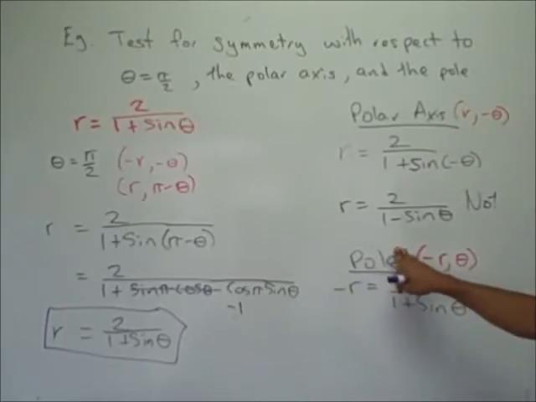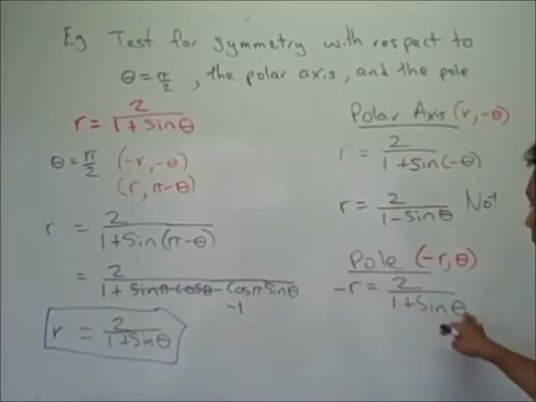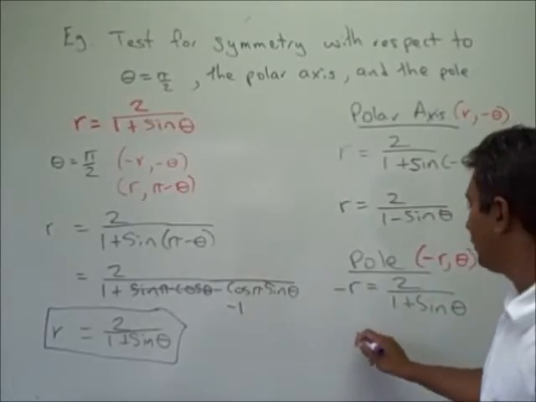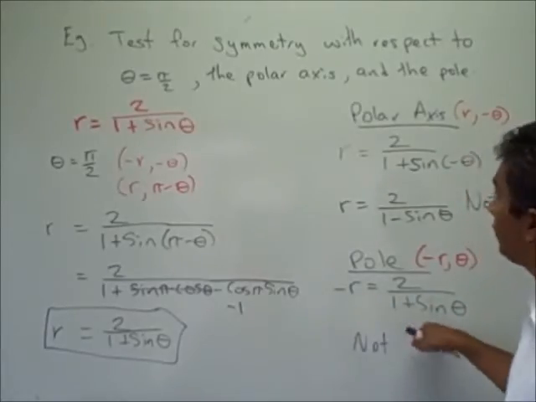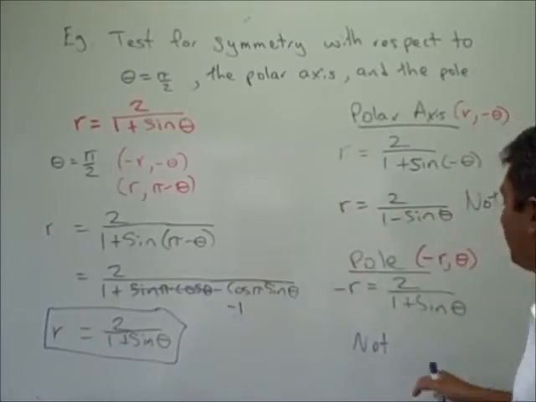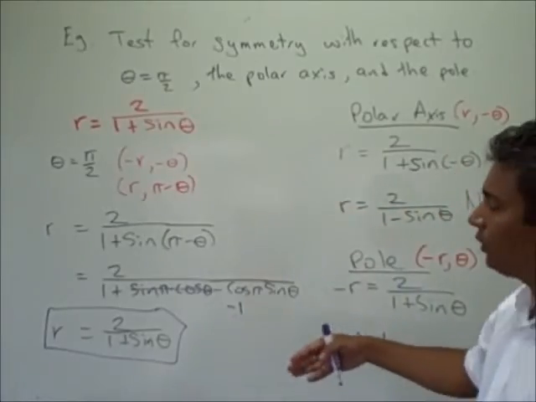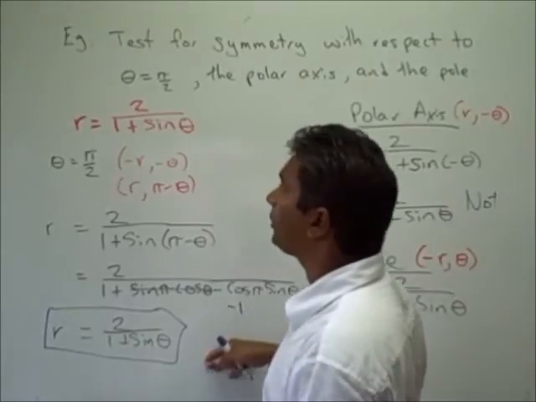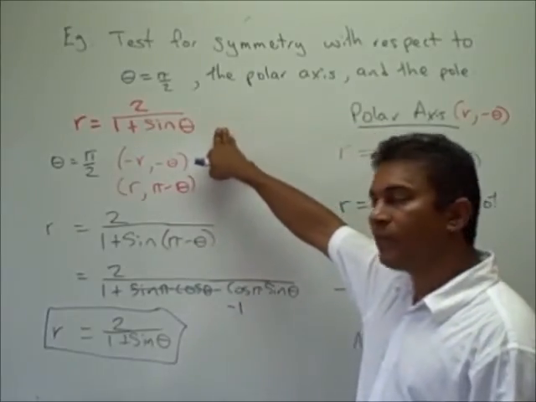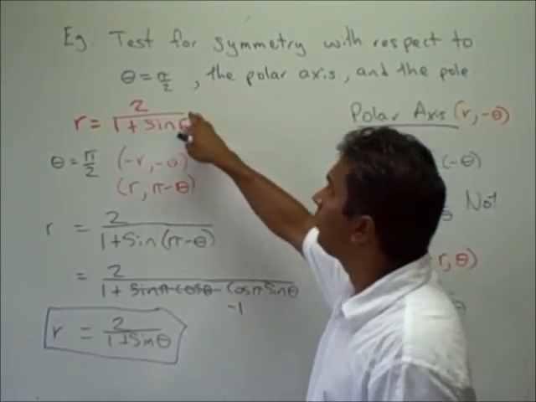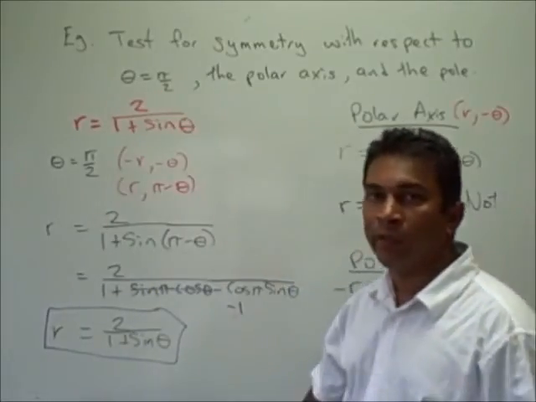Here for the pole, we can replace r with negative r and we keep theta. Once again, this is not equivalent to the original equation, so it's not symmetrical. So only the ones that are equivalent are symmetrical. So here, this graph is symmetrical around the line theta equals pi over 2 only.